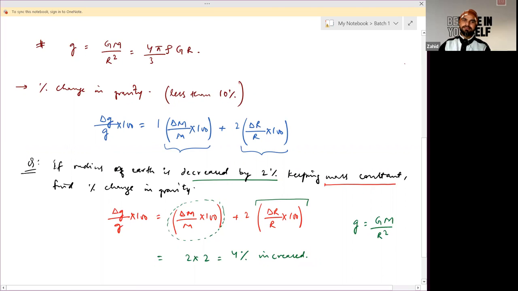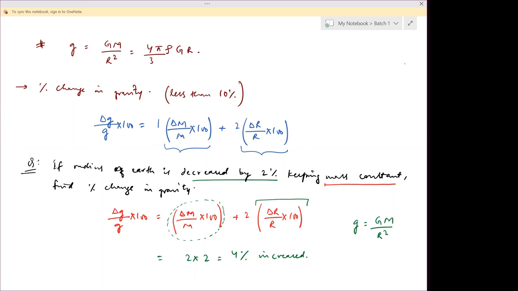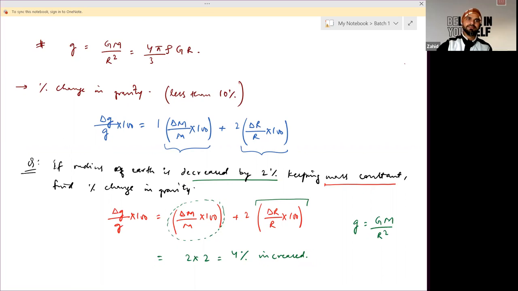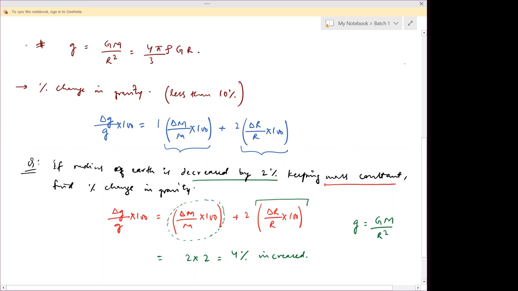Hamza, is it clear? Yes, sir. Salman, any doubt? Yes, sir. The g, like you wrote g is equal to GM by R square, right? That part I didn't understand.